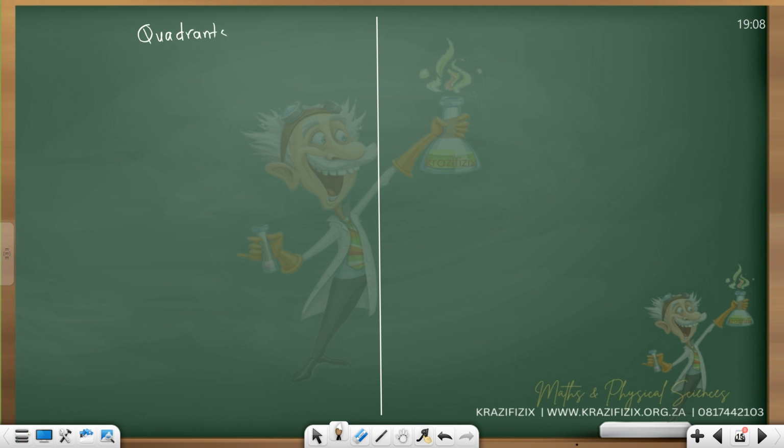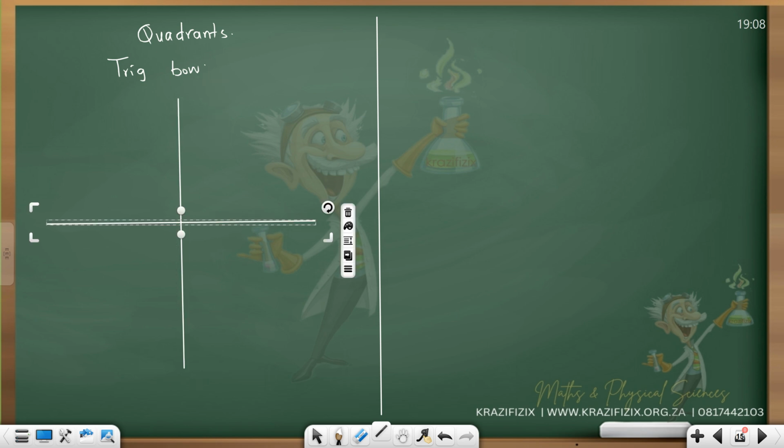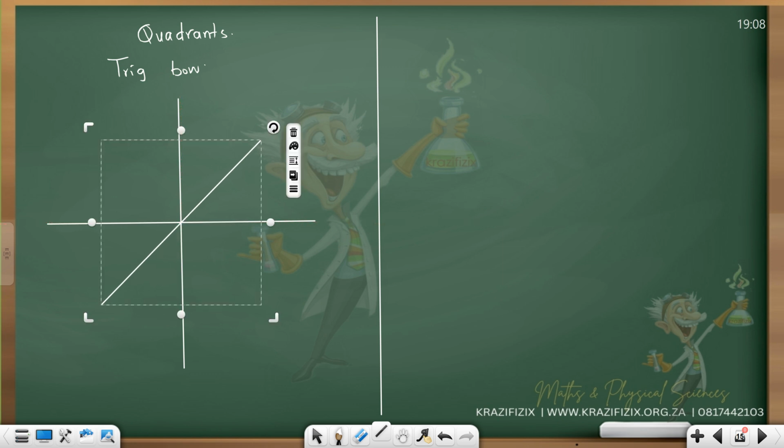Now, when it comes to quadrants, I start with what I call a trig bow. A trig bow is a bow tie. And with this bow tie, we will be seeing what the triangle should be like in each quadrant.